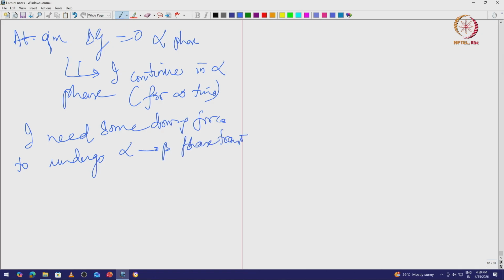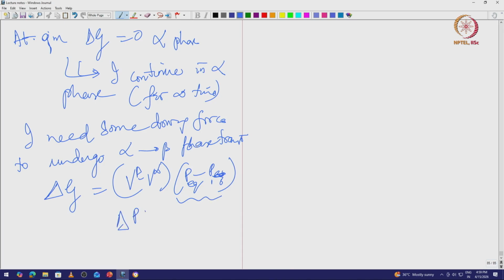and that driving force is delta capital G, and that delta capital G is V beta minus V alpha, these are constants, times P minus P equilibrium, or P equilibrium minus P, right. Because delta G changes sign, and this delta P tells me how far away I am from the equilibrium point. This is called the under pressure. This under pressure tells me how much driving force I have to form a low volume phase, right.